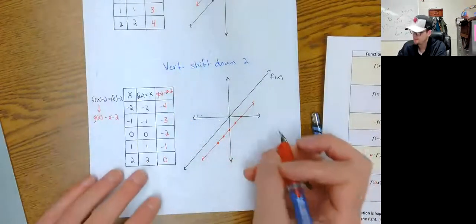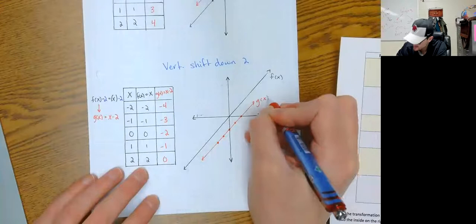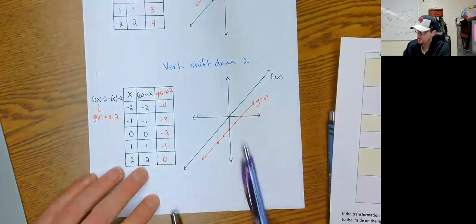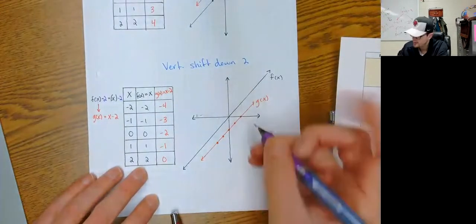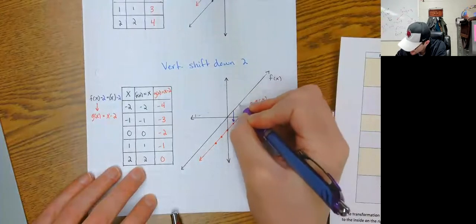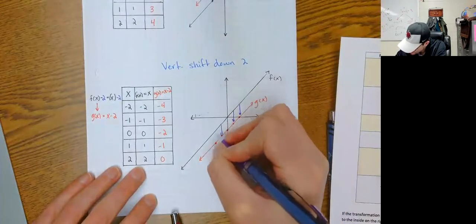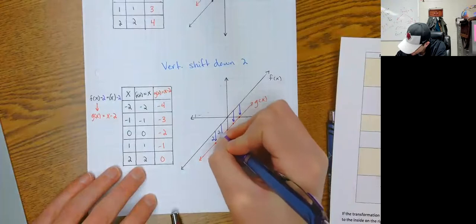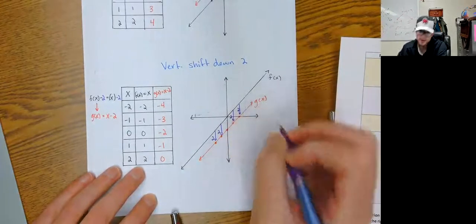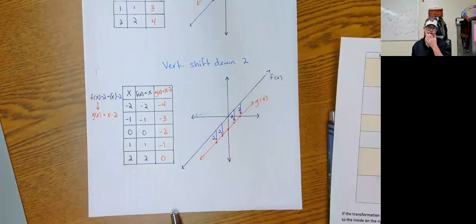Or I should say draw our function, and that is g of x. And again, you notice we wanted to shift it down 2 units, and what do you know? Every point got shifted down 2 units. All of them got shifted down 2 units, right? Okay, we're doing one for every single one.